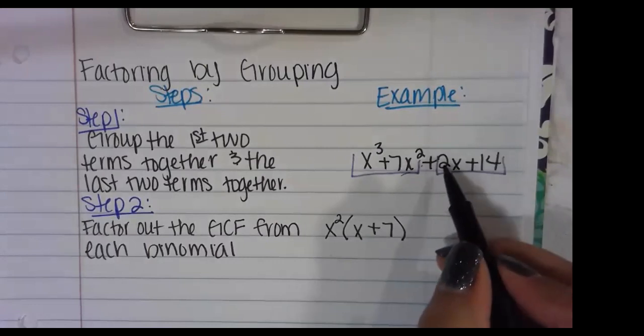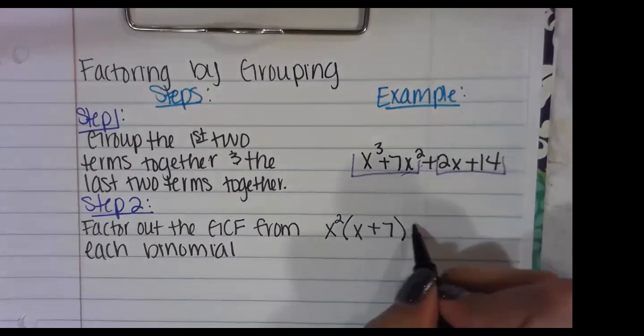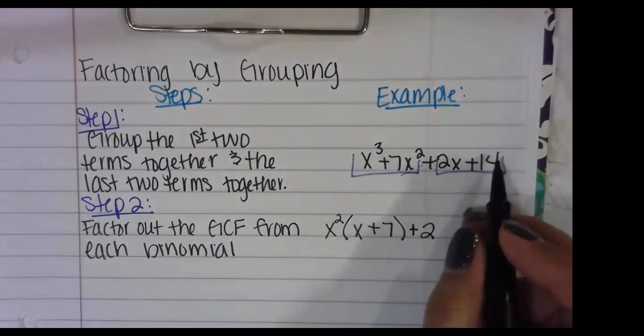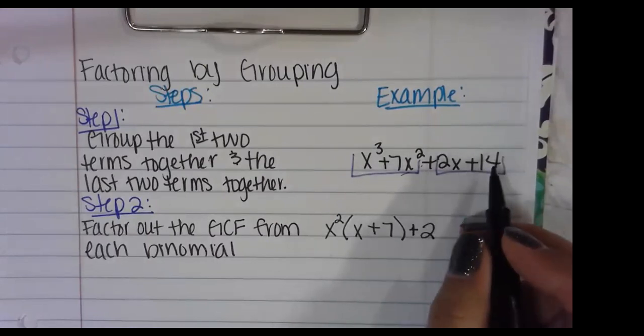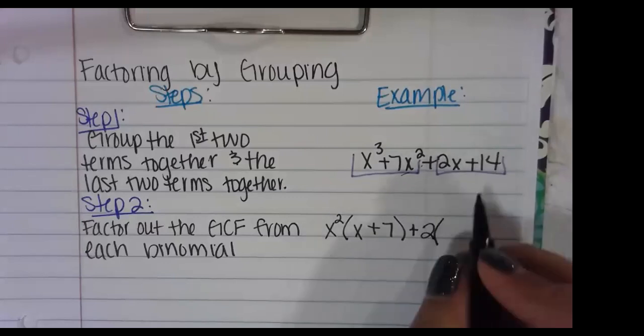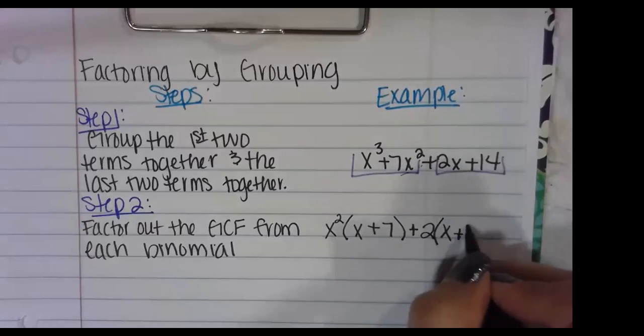And then on the right side, you have 2 and 14, and 2 does go into 14. So you can factor out a 2. But this one doesn't have a variable, so that's all you can factor out. And so then 2x, take out a 2, leaves you with x. 14 divided by 2 gives you 7.